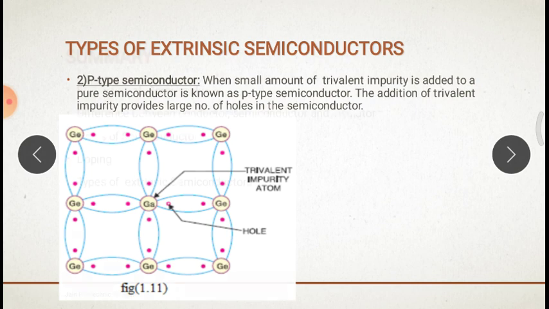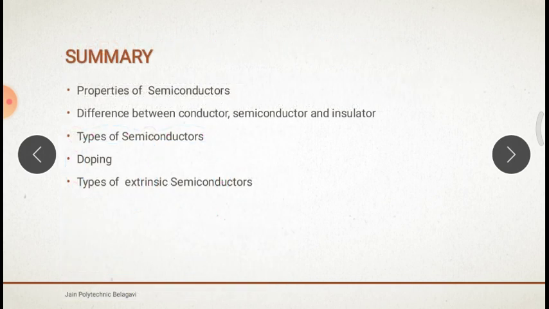So this is about the n-type and the p-type semiconductor. In today's video we discussed some properties of semiconductors and the difference between conductor, semiconductor and insulator. We can tell this through definitions and examples, and with respect to the energy band diagram you can differentiate conductors, semiconductors and insulators. Next, types of semiconductors: intrinsic is pure, extrinsic is adding some amount of impurity. Adding an impurity is called doping, and we discussed pentavalent and trivalent dopants. And the types of extrinsic semiconductors, p-type and n-type, we discussed in this video.